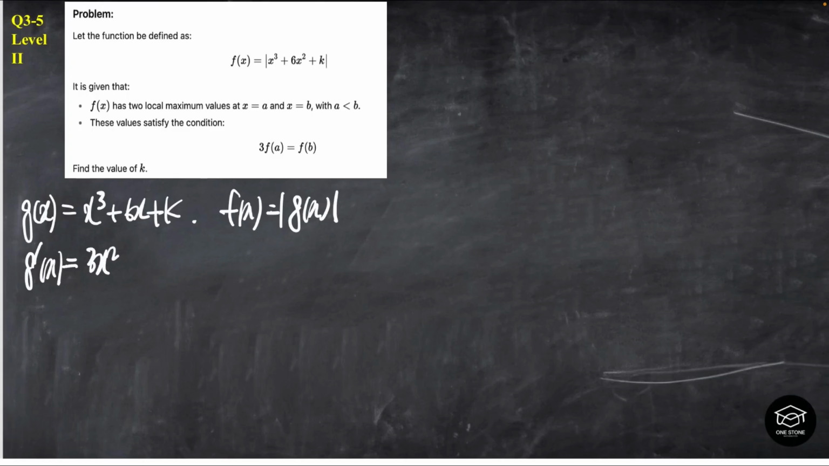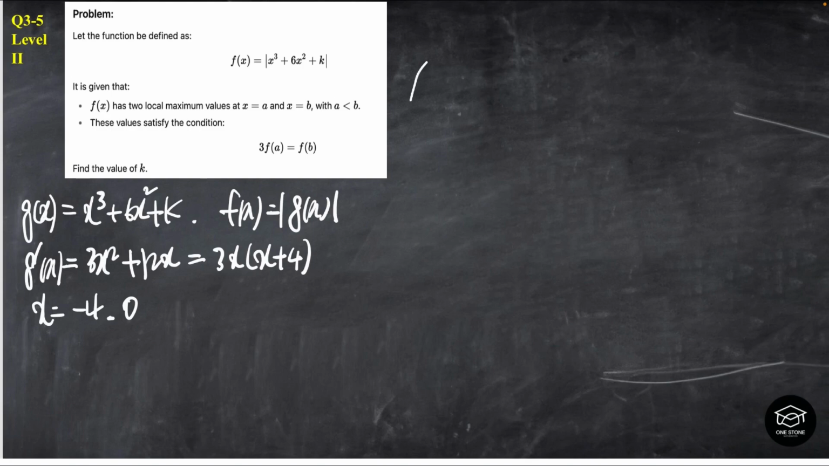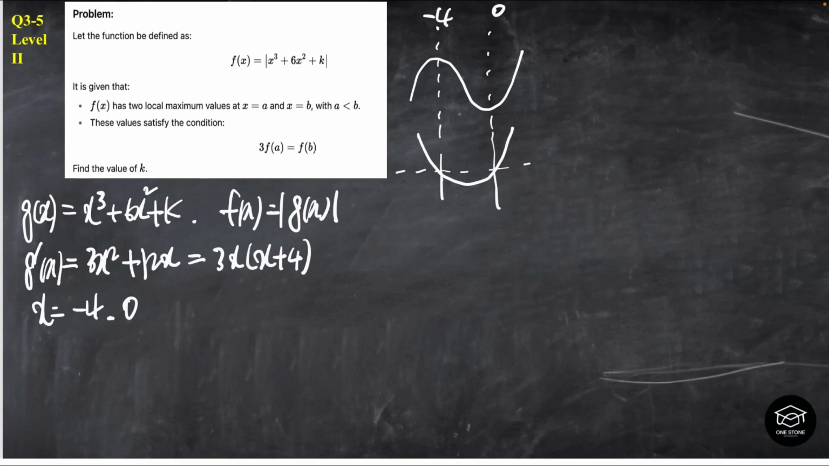The derivative is g prime of x equals 3x squared plus 12x, which factors as 3x times (x plus 4). Setting this equal to 0 gives us critical points at x equals -4 and x equals 0. We can identify the maximum and minimum using the general shape of a cubic function, but we can also confirm this more precisely by checking how the sign of the first derivative changes. In other words, by using the first derivative test.